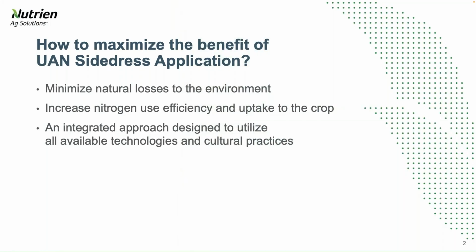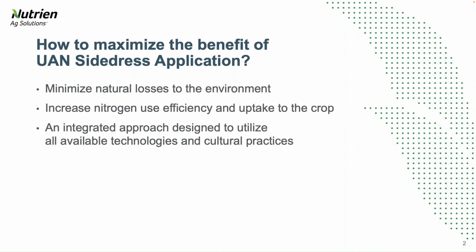As we're all aware, there are several factors that we have to consider when we're finishing planting and getting ready to go into either our early post applications or preparing for that nitrogen sidedress application. What are some ways that we can get the most out of that sidedress nitrogen, that UAN? How can we maximize the benefits of that UAN sidedress application?